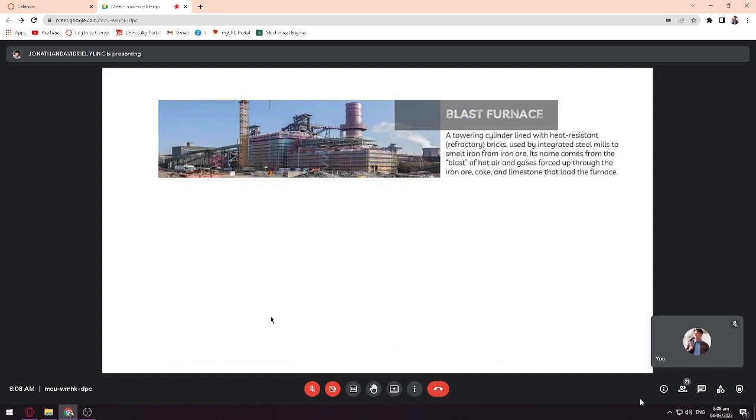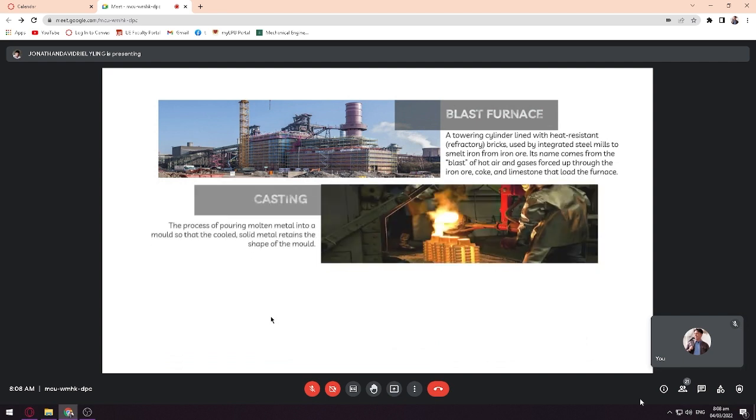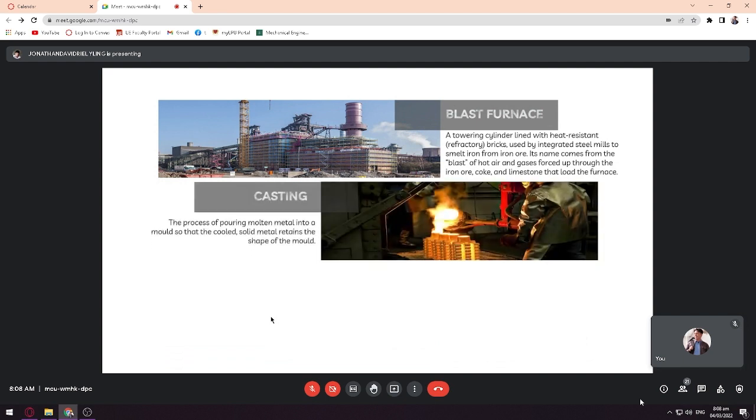Next is the blast furnace. A towering cylinder lined with heat-resistant or refractory bricks used by integrated steel mills to smelt iron from iron ore. Its name comes from the blast of hot air and gases forced up through the iron ore, coke, and limestone that load the furnace. Casting: the process of pouring molten metal into a mold so that the cooled solid metal retains the shape of the mold.